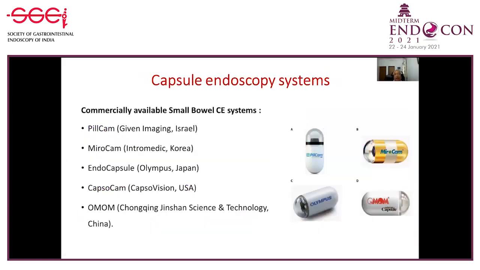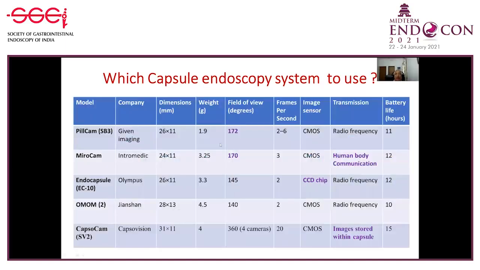Presently, there are 5 capsule endoscopy systems available. The PillCam, which is the first system from Given Imaging, Israel, the MiroCam from Intromedic, Korea, EndoCapsule from Olympus, Japan, CapsoCam from CapsoVision, California, USA, and the OMOM capsule from China. Let us look in a little detail regarding the various characteristics of these 5 capsules, which may help us to understand them better and also help us to choose which capsule endoscopy system to use.